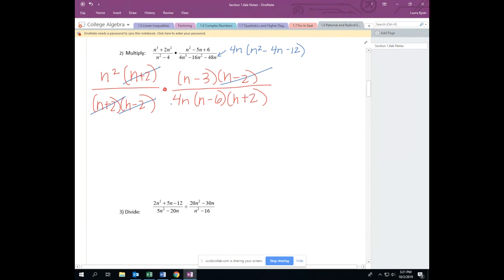You could take pieces. So for example, the n cancels here, and I'm just going to take that square away because I took one of the n's out. Now that's everything that we can take. All the monomial stuff that we can is gone. All the matching binomials are gone. So let's just write what's left. Left on top is n and also n minus 3. Left on the bottom is n minus 6 and also n plus 2.